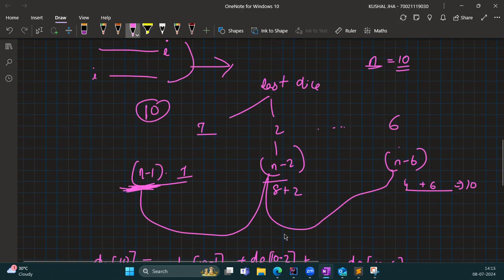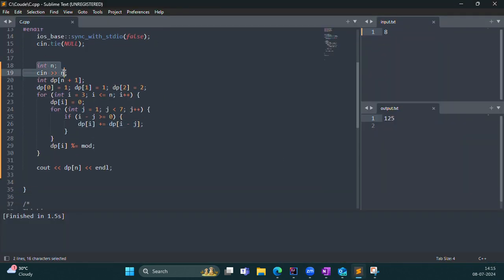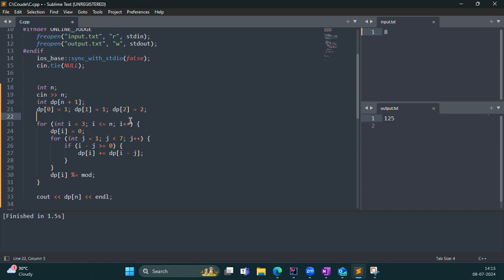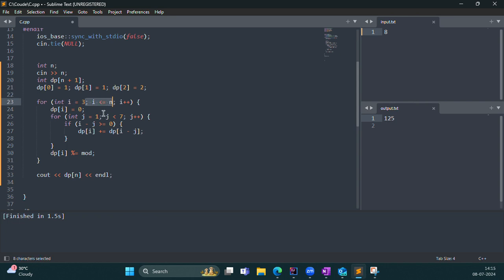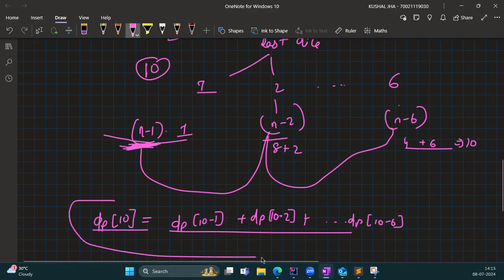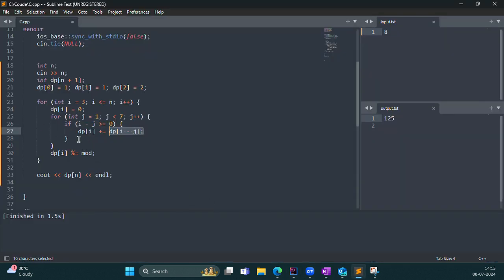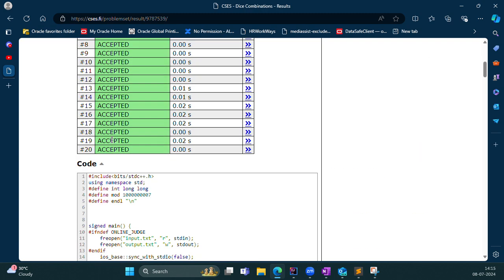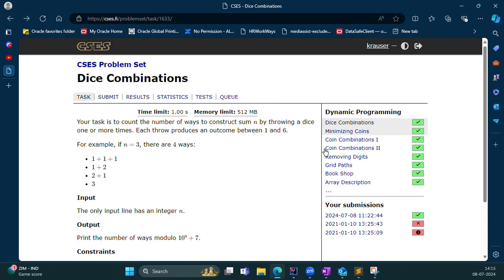So this was a pretty easy problem, and this is the code for it, initializing the base value. And for i equals 3 till n, these are my last values that I can get, 1 to 6. dp of i is equal to dp of i minus 2, this one. And yep, I submitted it and got accepted. So that was it.